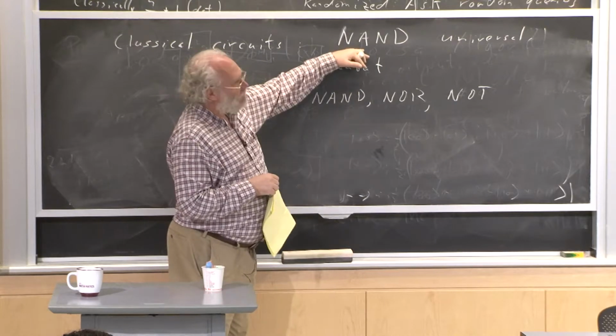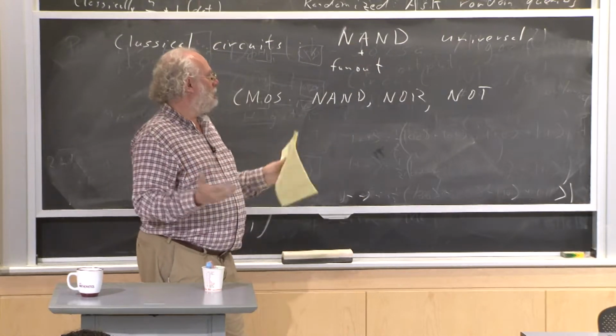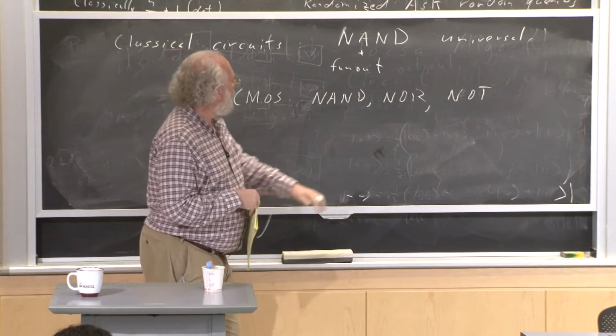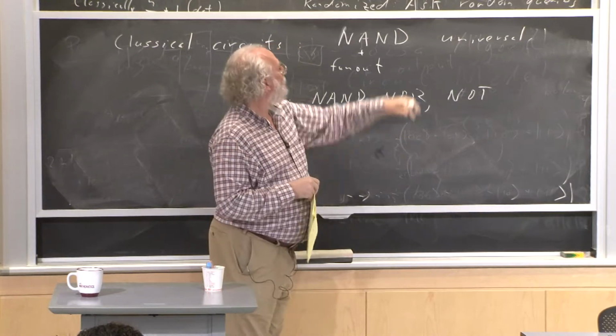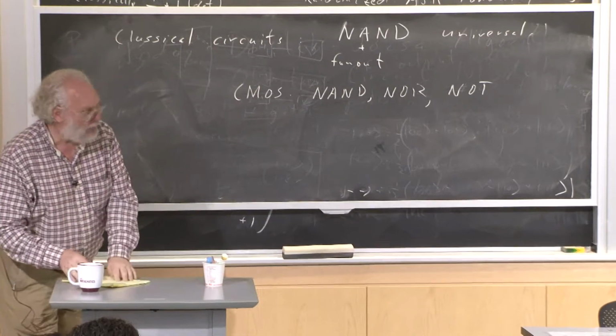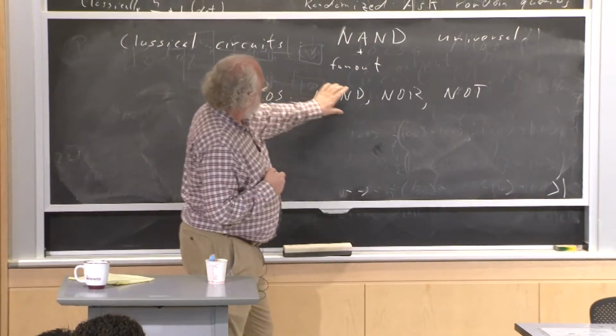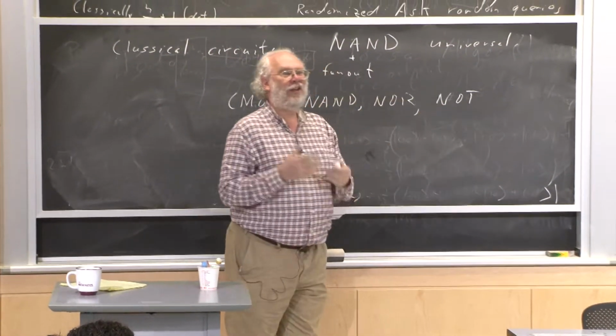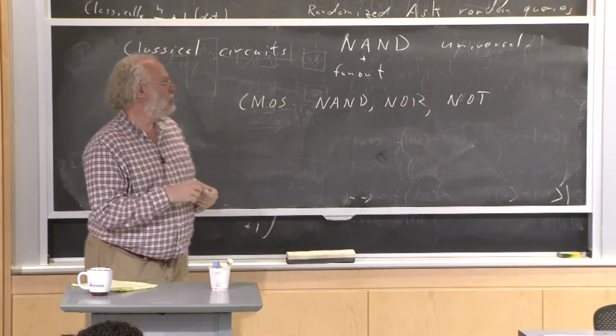But you don't want to use just NAND, because then you would have to work hard to get NOR and NOT. And you don't want to work hard. You want to choose a universal basis set of gates that is as easy as possible.